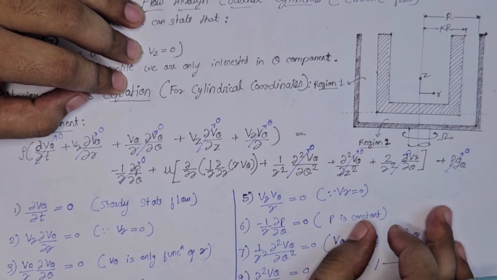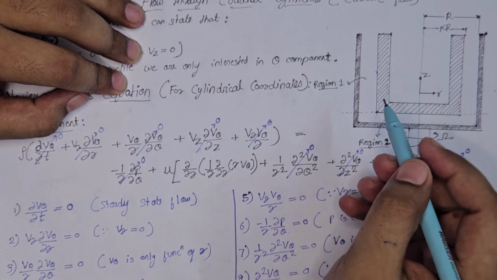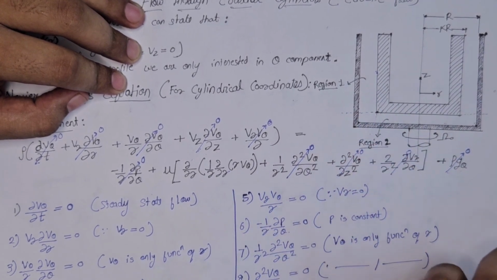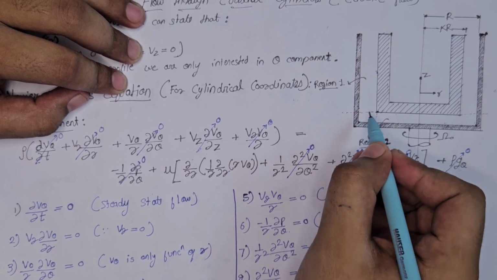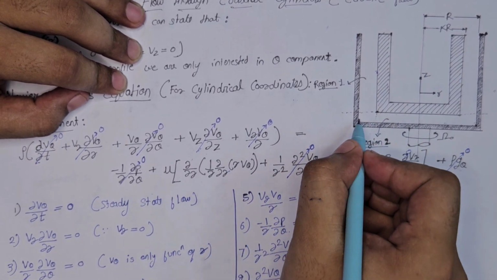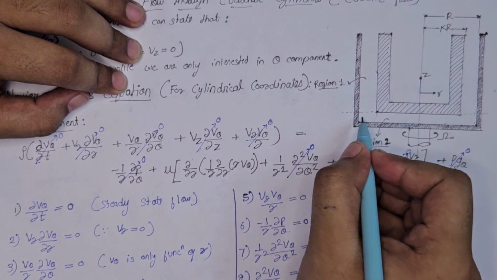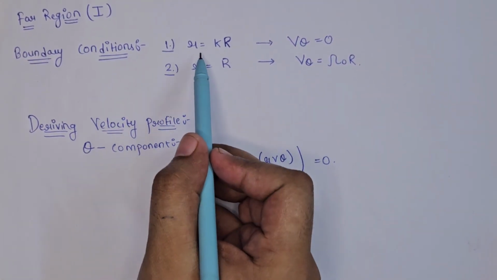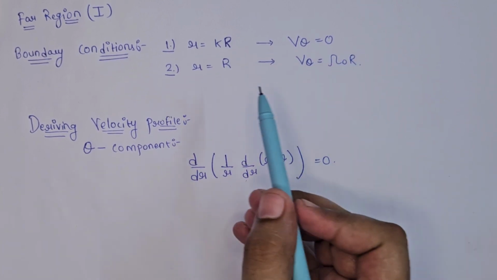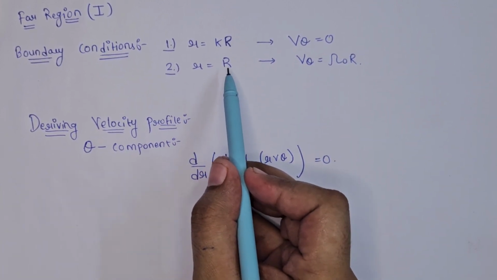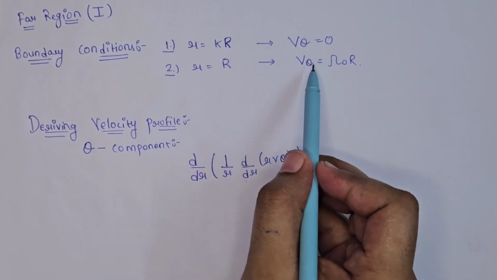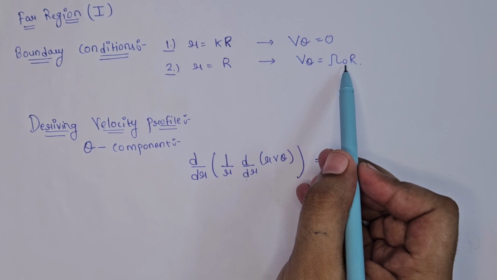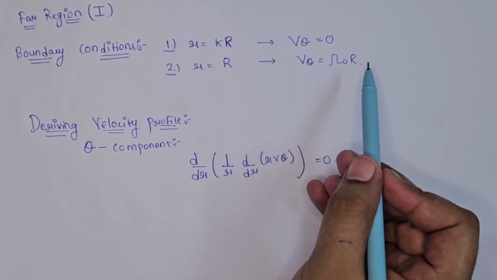And the second boundary condition we can consider is at r equals capital R, that is, at the wall of the outer cylinder. The velocity v theta component will be maximum and will be equal to the velocity of the outer cylinder, that is omega naught r. So we have written the boundary conditions: at r equals kappa r, v theta is equal to 0, and at r equals capital R, that is at the outer cylinder, v theta is equal to the angular velocity of the outer cylinder, omega naught, into the moment arm, that is r.